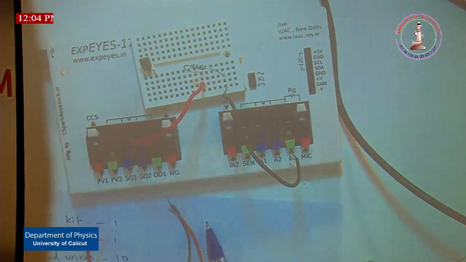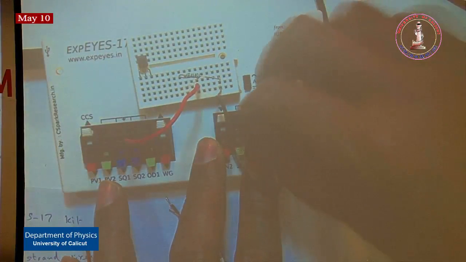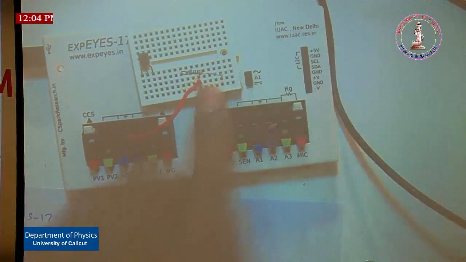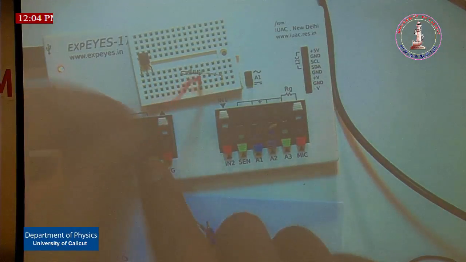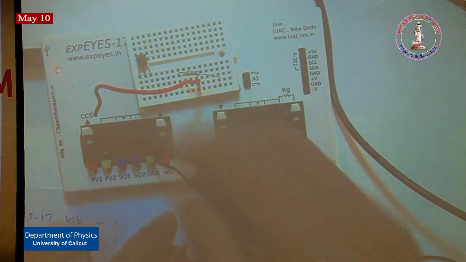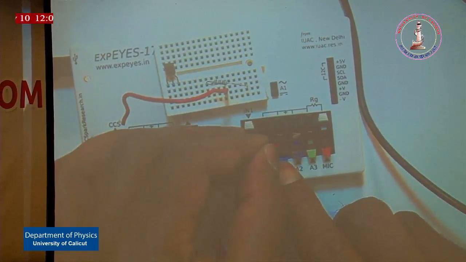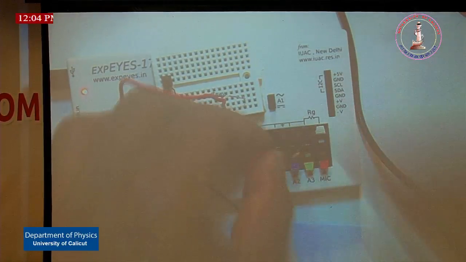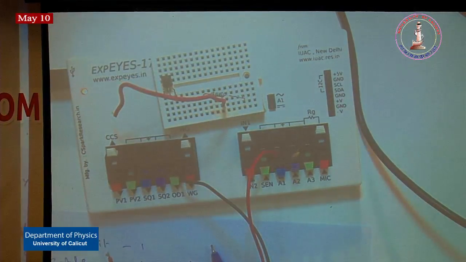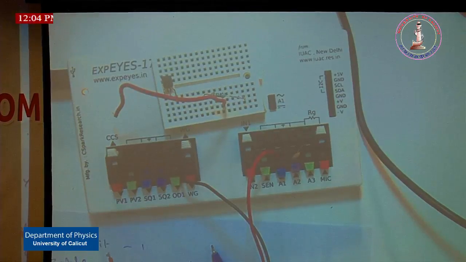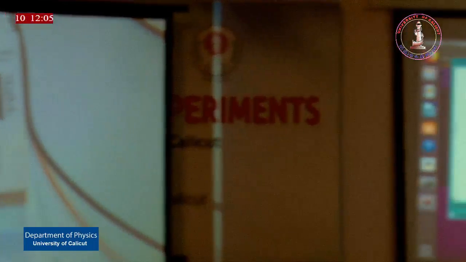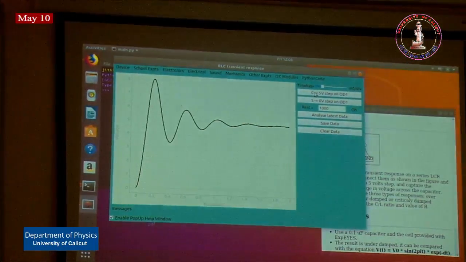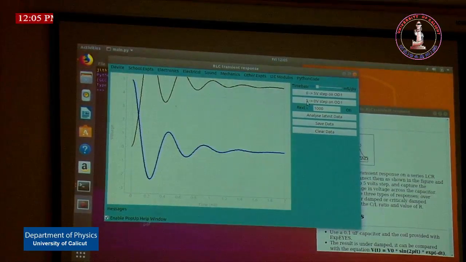Okay, having a disc capacitor connected from ground to A1, and the coil is going to be connected from OD1 to A1. And now you go for electrical RLC transient response, and 5 to 0 like this.